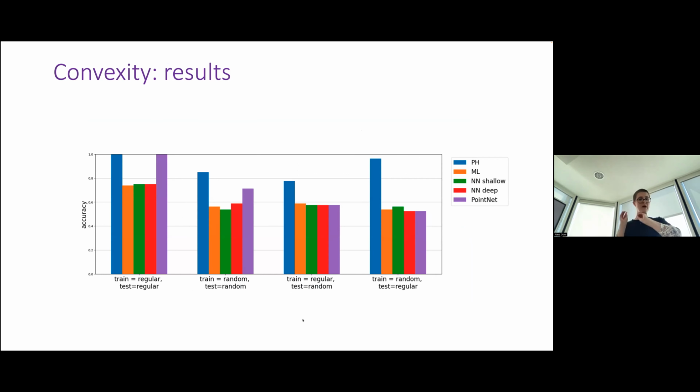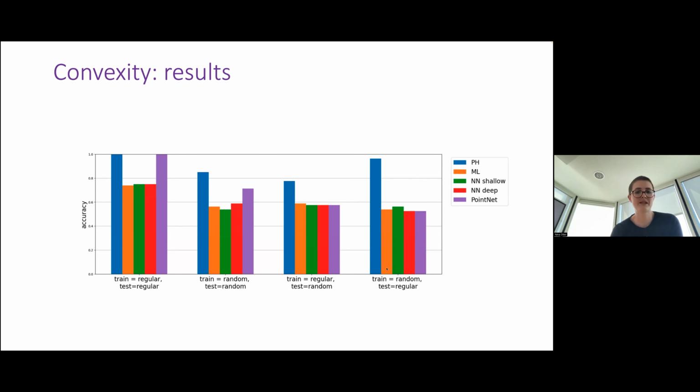We train just on the random concave and convex shapes. So everything performs worse, but we still have persistent homology performing better than PointNet. If we train on regular and test on random, again we have better performance by persistent homology. And then finally, we train on random and test on regular.